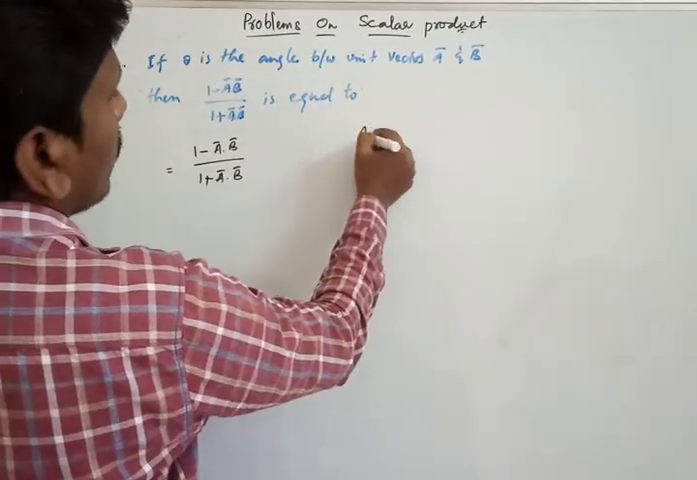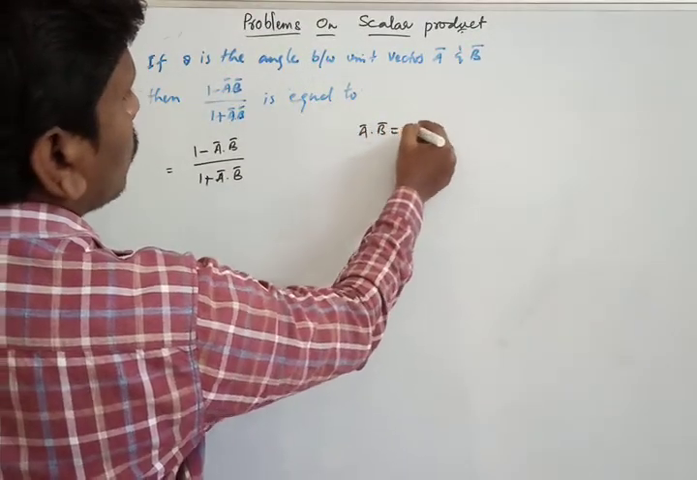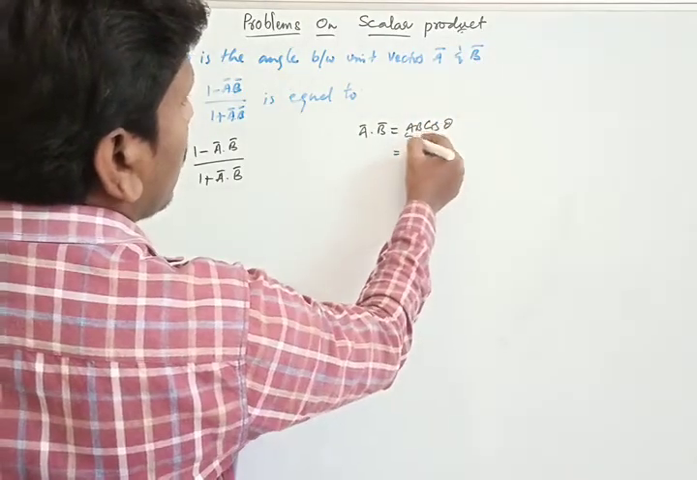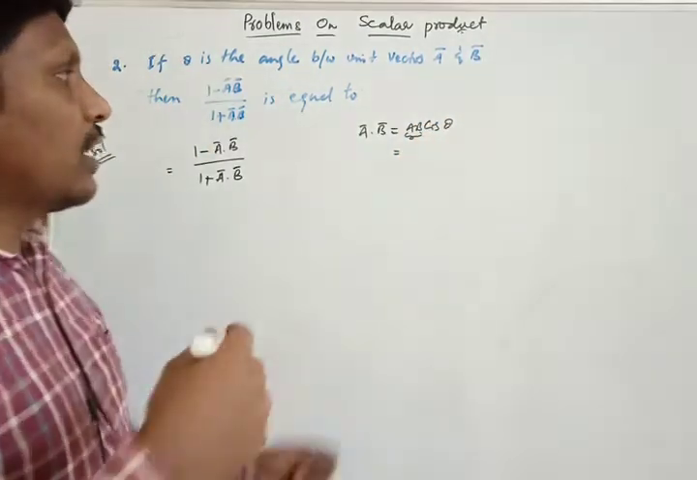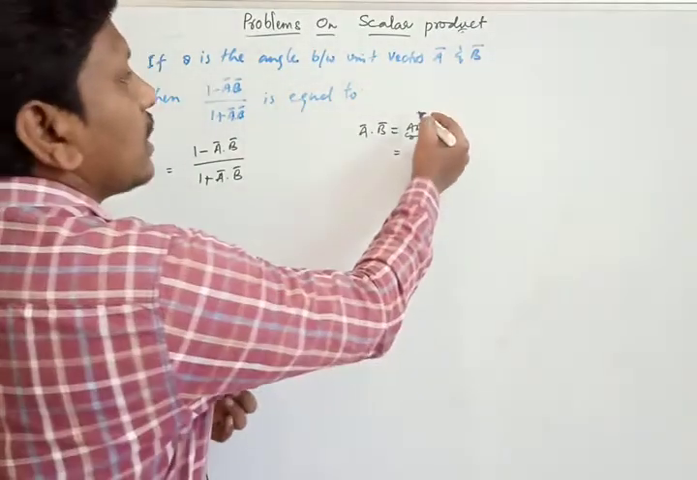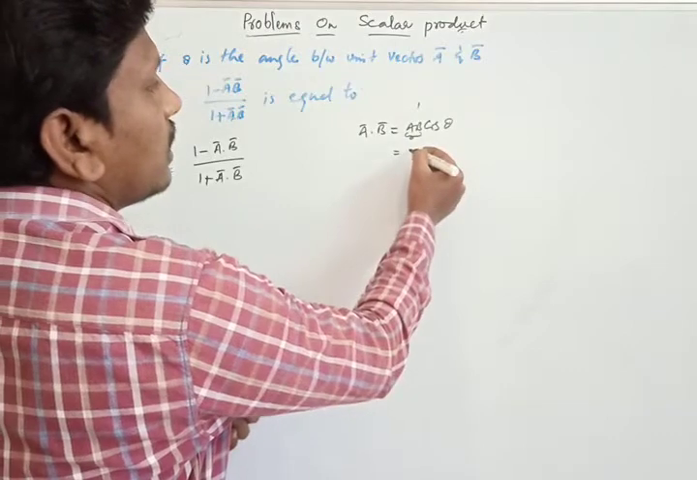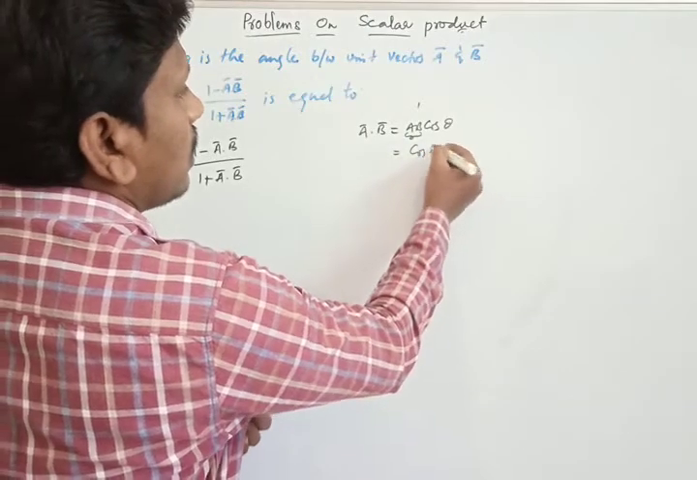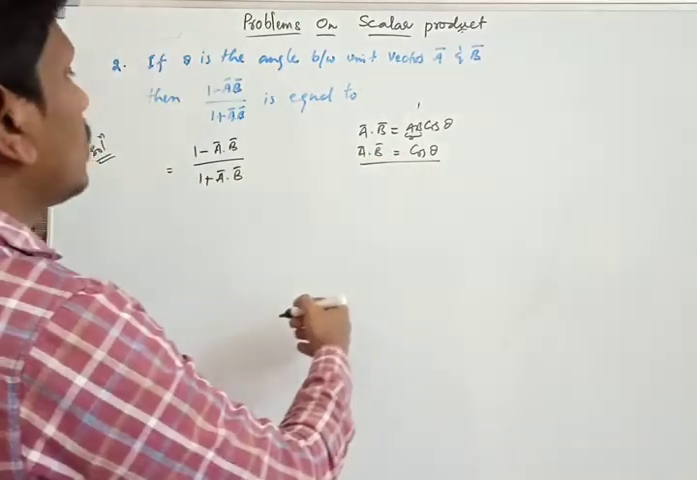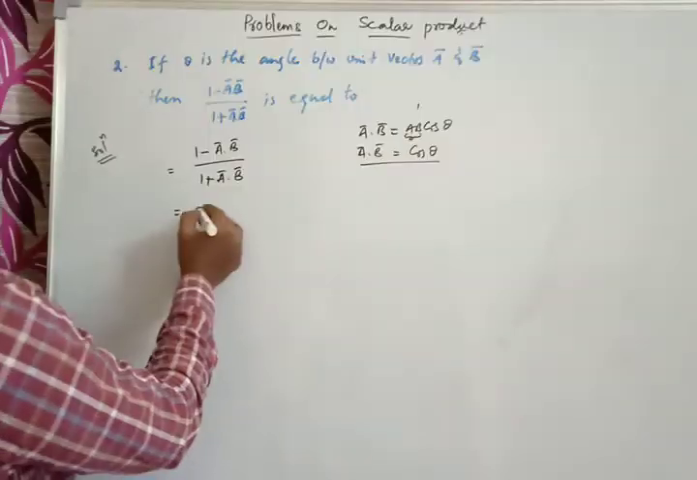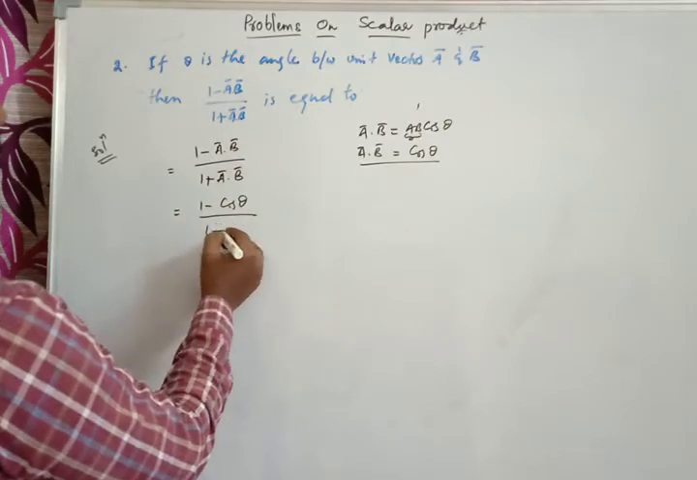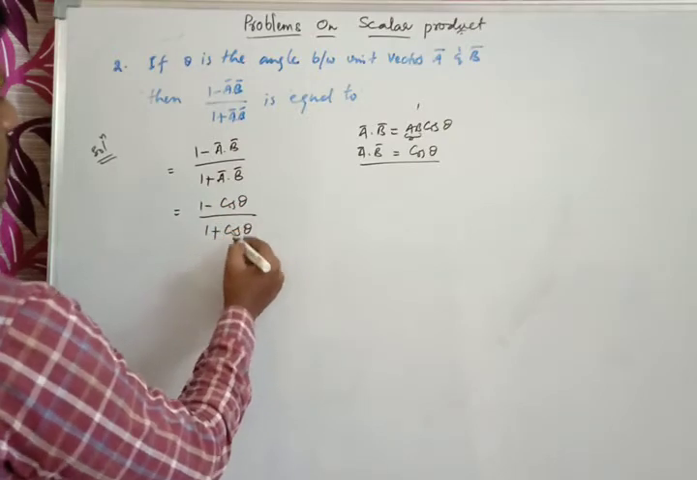That is, a⃗·b⃗ is equal to what? ab cos θ. Here a and b are nothing but scalar quantities, only magnitudes, so let us consider them as 1. So this is 1 into cos θ, so a⃗·b⃗ is equal to cos θ. We can write this as (1 - cos θ)/(1 + cos θ).